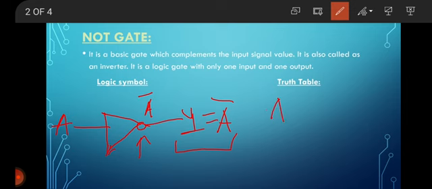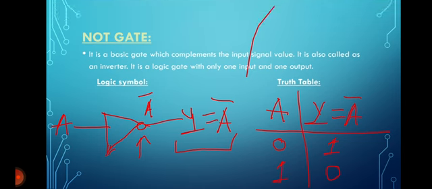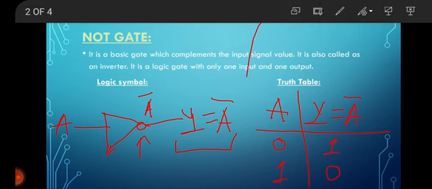Here A is our input and we can get Y as the output equals to A bar. So if we apply 0 to the input, we can get the complemented input. Therefore we can get here 1. If we apply 1 to the input, we can get the 0, that is complemented input. Then see the next part.